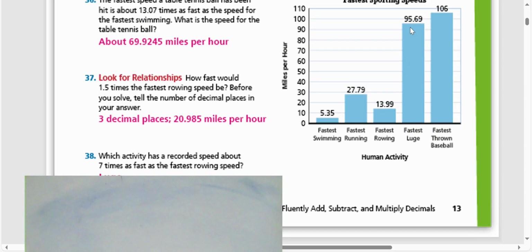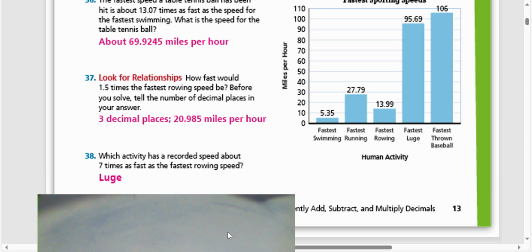Which activity has a record speed about 7 times as fast as the fastest rowing speed? We can write here, where is it, this number. If we multiply this number by 7, the result will be 7 times the rowing speed. The rowing speed was 9. This number multiplied by 7 will be 7 times the number. Okay, right. Next question.